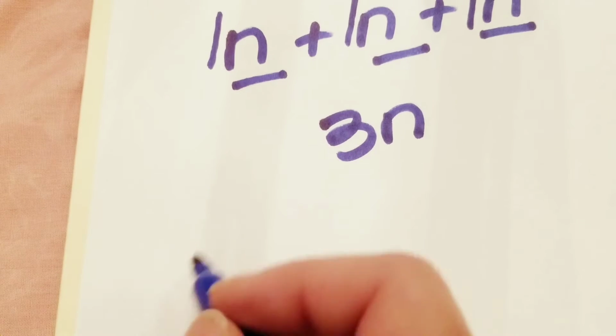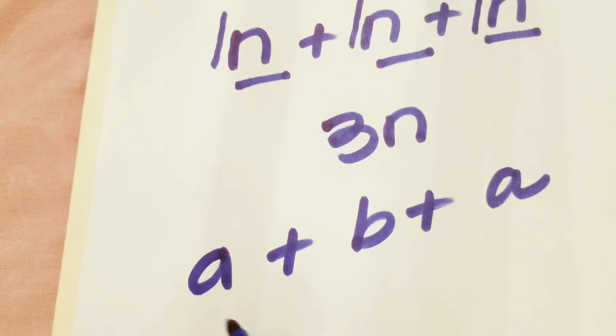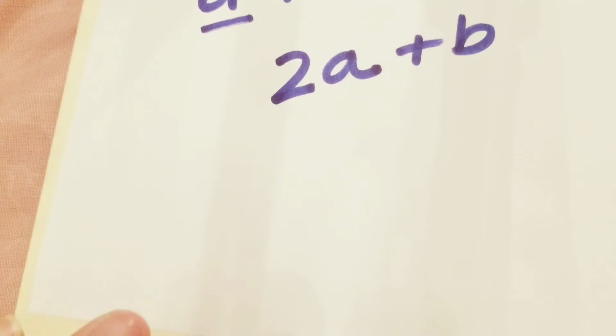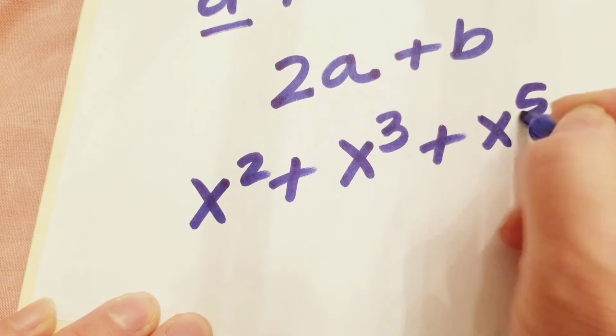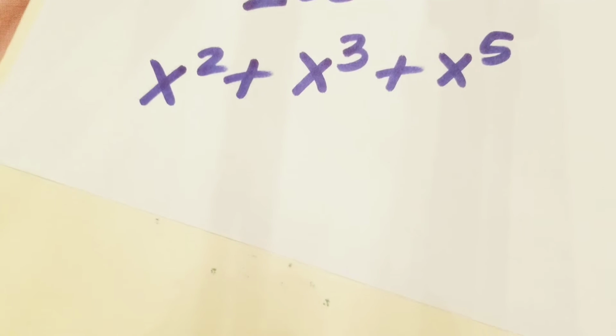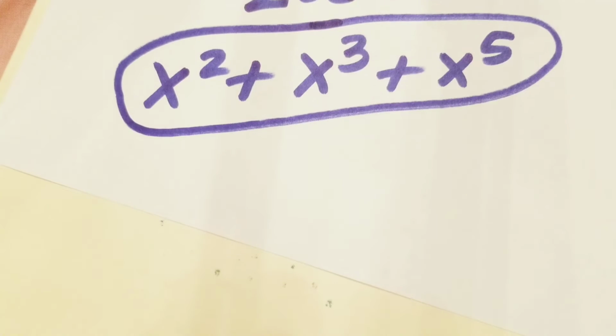Okay. How about if we have a plus b plus a? We have two like terms, so we have 2a plus our 1b. Okay. How about x squared plus x cubed plus x to the 5th? What do we get there for that expression? What are our like terms? Well, there are no like terms because x squared is a separate term from x cubed and x fifth. So our answer is simplified just like that.